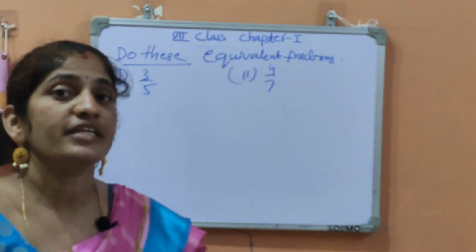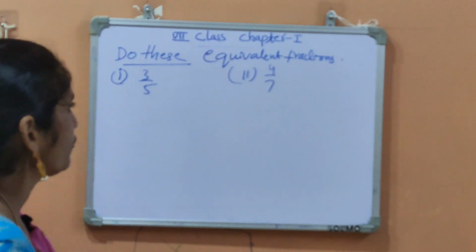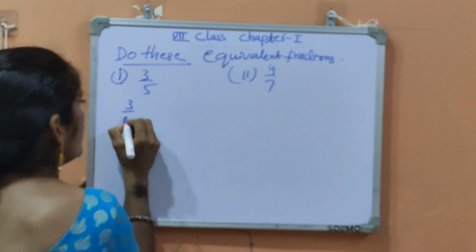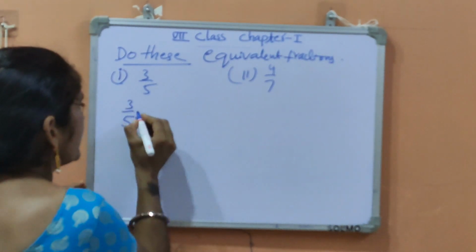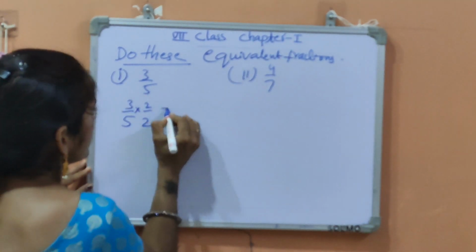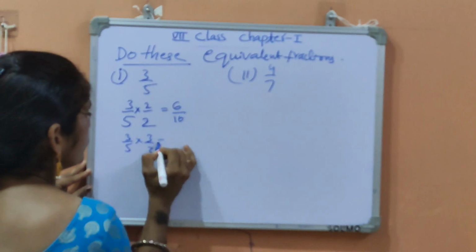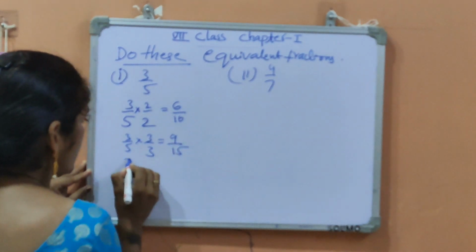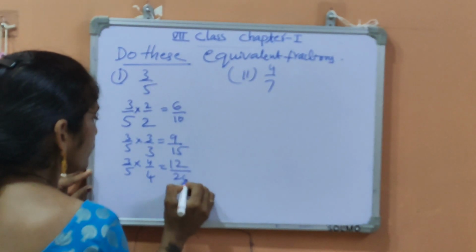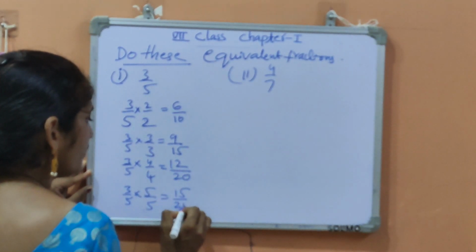So how can we write equivalent fractions? When we want to write equivalent fractions for a fraction, we multiply the numerator and denominator with the same number. For 3 by 5, the first number is 1, leave that, and the second number is 2, so we multiply numerator and denominator with 2. 3 2s are 6 by 5 2s are 10, and with 3, 3 3s are 9 by 5 3s are 15, and with 4, 3 4s are 12 by 5 4s are 20, and with 5, 3 5s are 15 by 5 5s are 25.